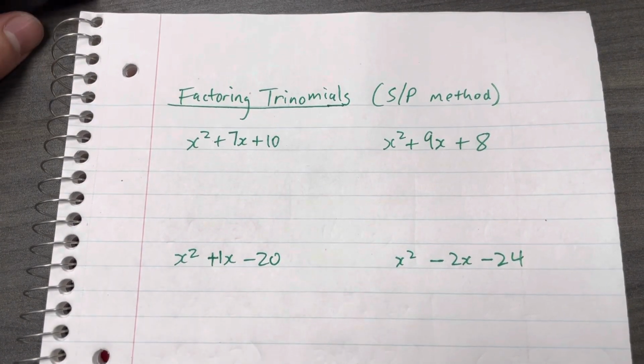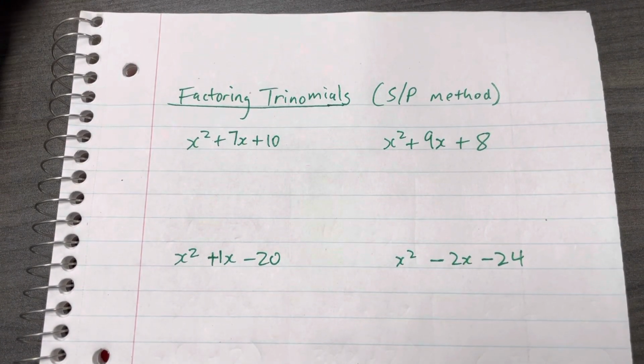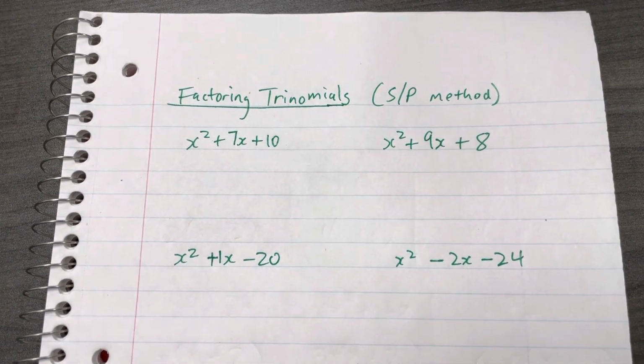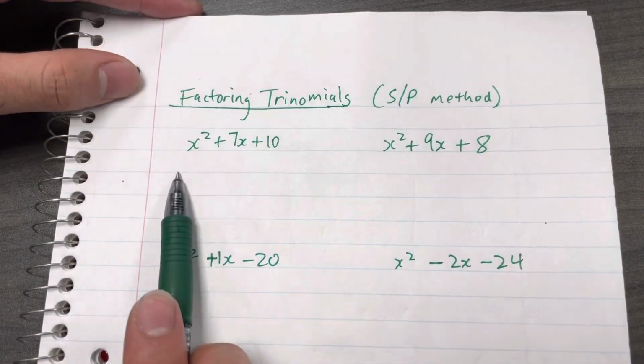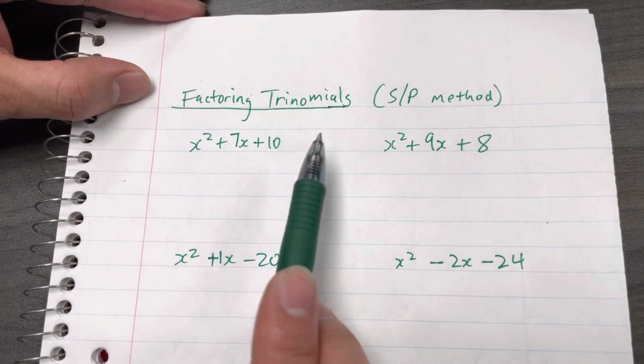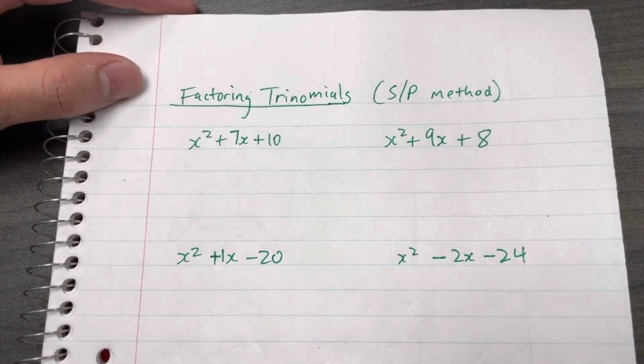So in this next video, we are going to be learning about factoring trinomials using specifically the SP method. SP is a fancy word for sum and product, okay? And that's how you want to be thinking about those two numbers when you're looking at a trinomial, that's 1, 2, 3 terms, and trying to factor it.